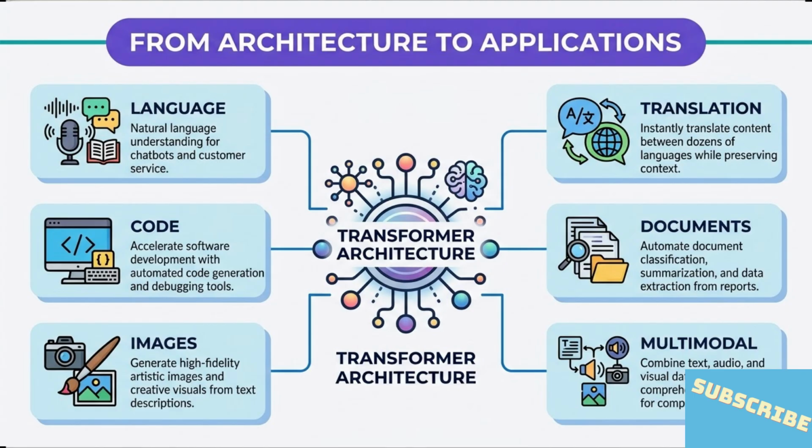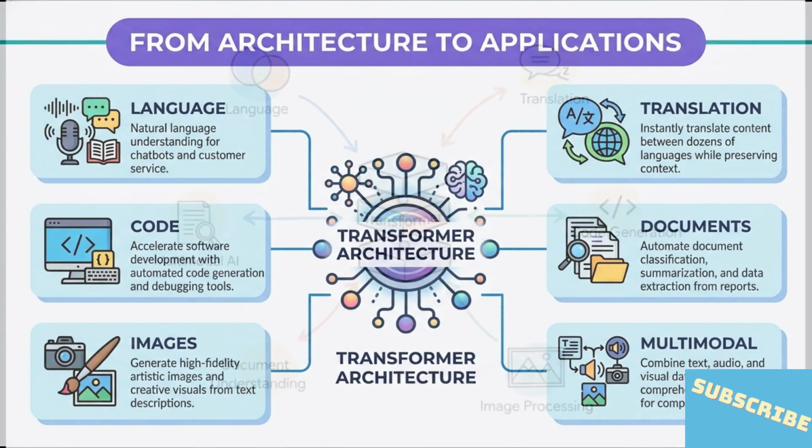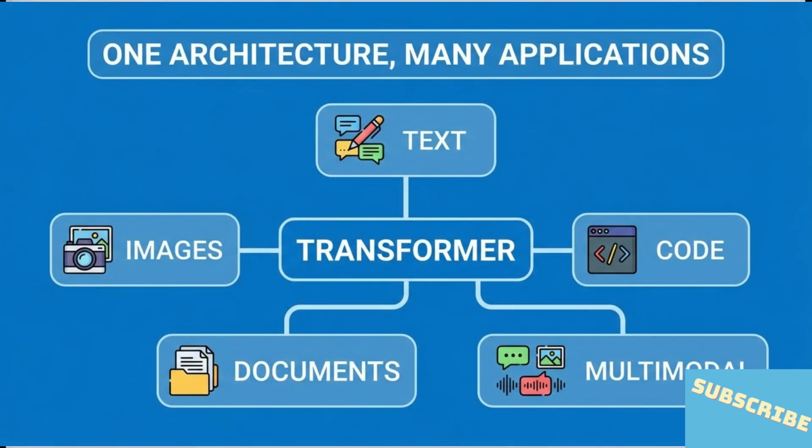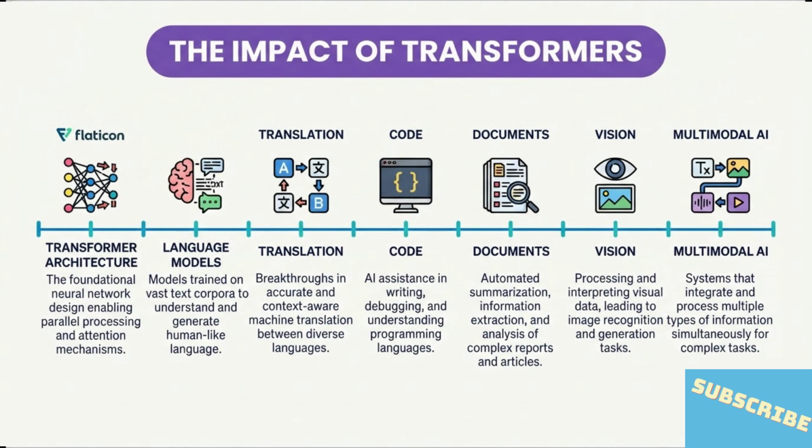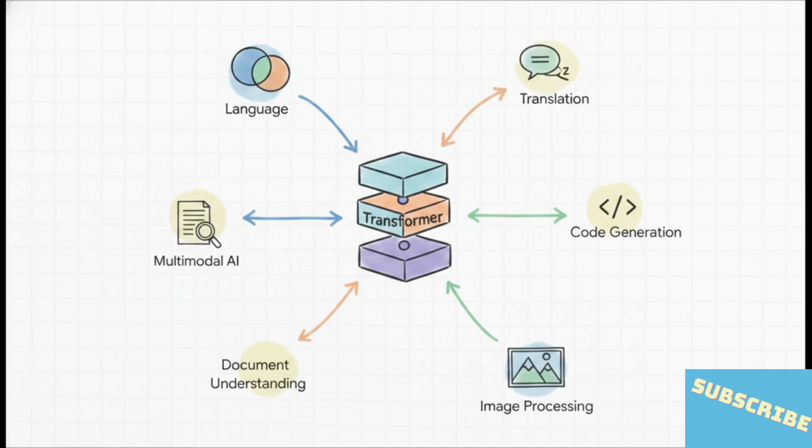This basic architectural logic has been adapted for an astounding variety of tasks. We're talking powerful language models, seamless translation, instantaneous code generation, complex document understanding, advanced image processing, and cutting-edge multimodal AI. The transformer isn't just a buzzword. It truly is the foundational building block of the modern artificial intelligence revolution.